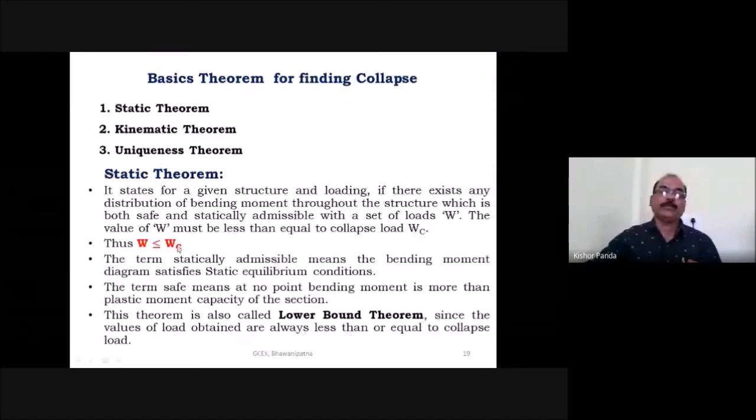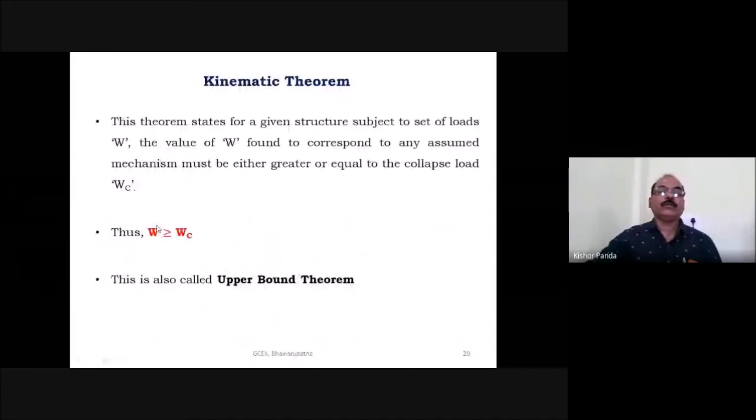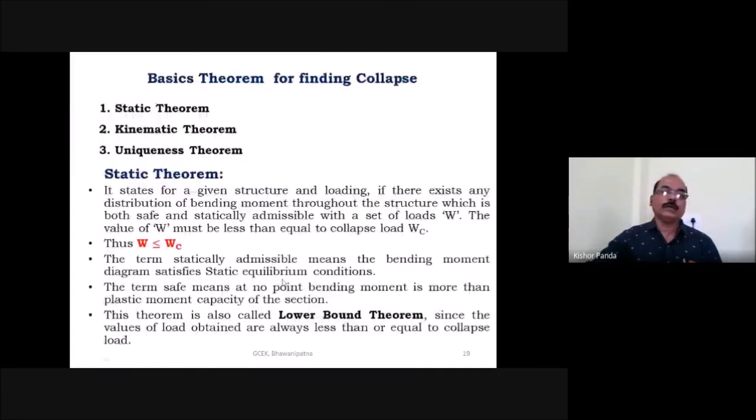So here you have to remember: in the static theorem, W is less than or equal to the collapse load WC, and in the kinematic theorem, W is greater than or equal to WC. This theorem states that for a given structure subject to a set of loads W, the value of W found to correspond to any assumed mechanism must be either greater than or equal to the collapse load. This is also called the upper bound theorem. The kinematic theorem is called the upper bound theorem, and the static theorem is called the lower bound theorem.